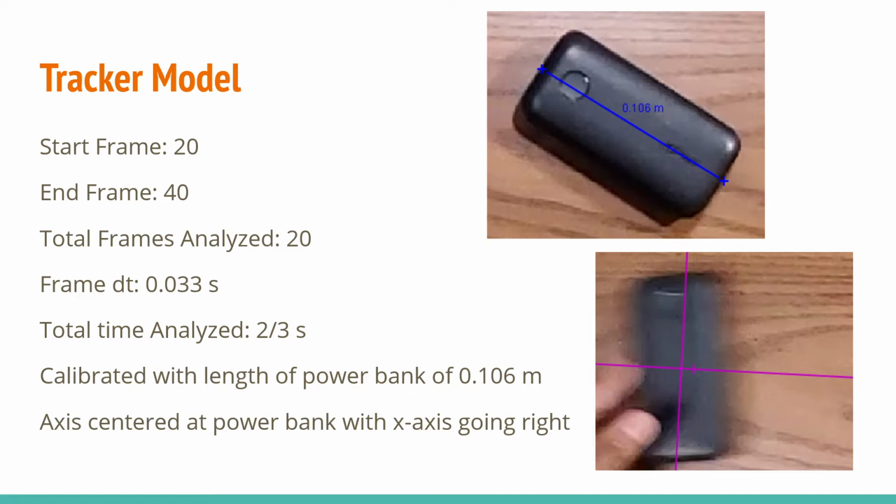For our tracker model, we started at frame 20 and ended at frame 40. This meant we analyzed 20 frames total, and the frame dt being 0.033 seconds, we analyzed 2/3 of a second total. It was calibrated with the length of the power bank of 0.106 meters, and the axis was centered at the power bank with the x-axis going right.